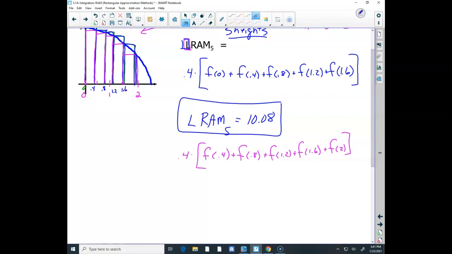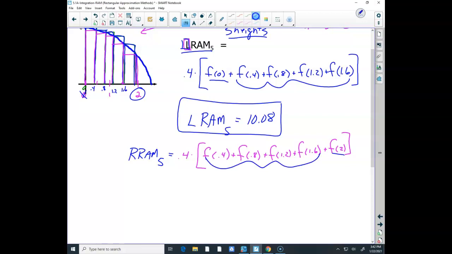What I did from my left RAM to get my right RAM of 5, bottom line, all I do is throw out the first functional value that I had and add the last one in there. Notice all of these other ones are still in there. I threw out the one on the left and added the one on the right. Otherwise, these are the only endpoints that are going to possibly change between a left RAM and a right RAM.